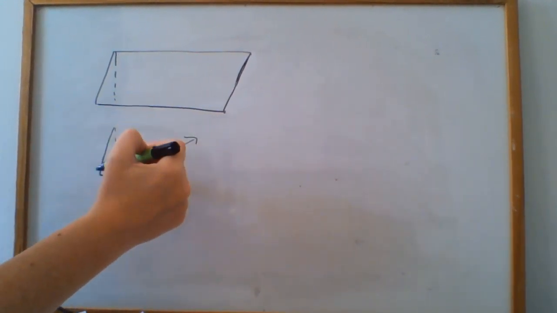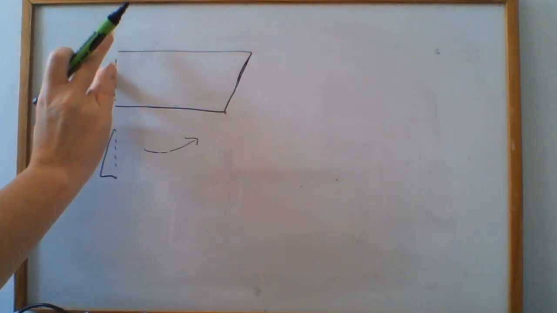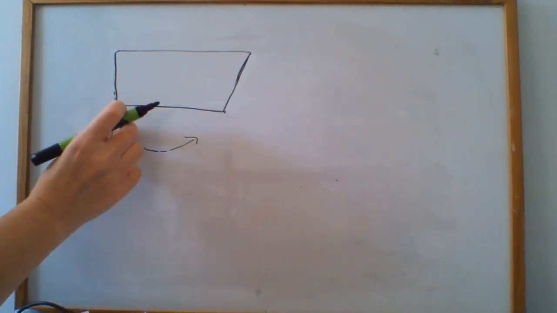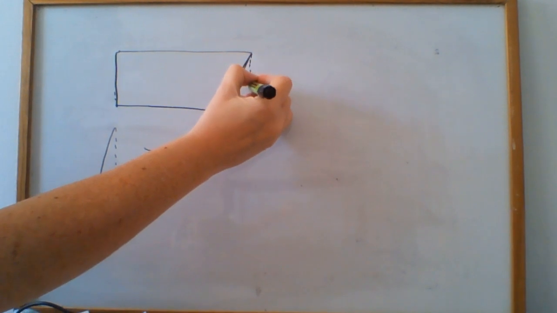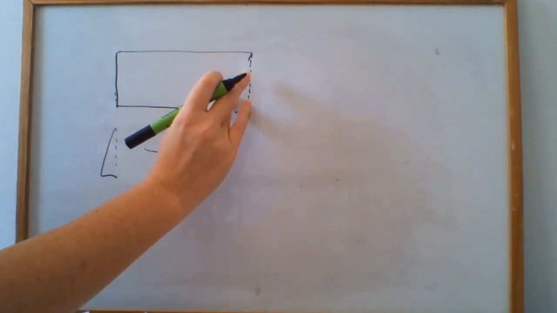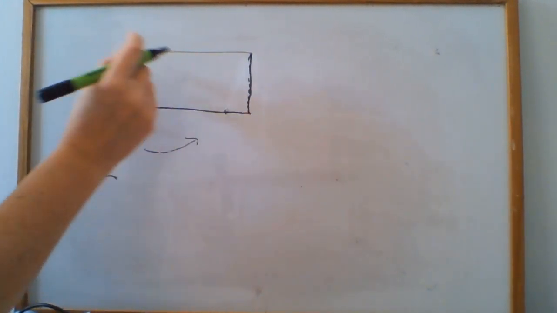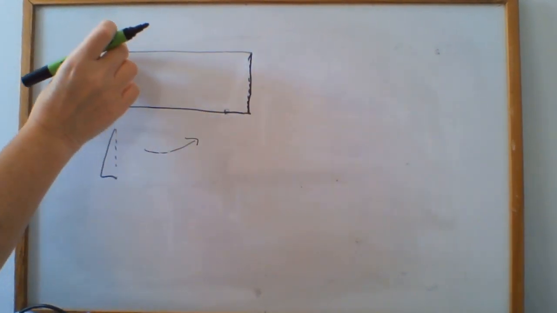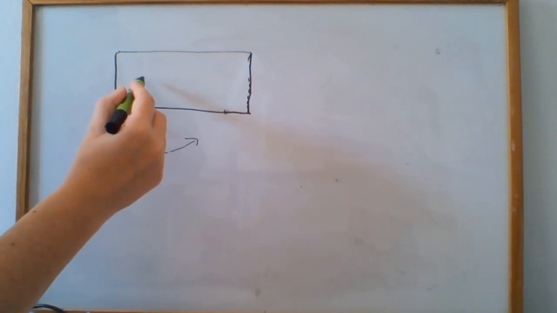So if you cut off this section here, you're left with this. If I imagine I've cut that off, I'm left with this now. I take this bit here, and then I put it over here. So I'm now left with this. So I've taken off here and taken off here. What shape have I made by taking off here and putting it here? I've made a rectangle.